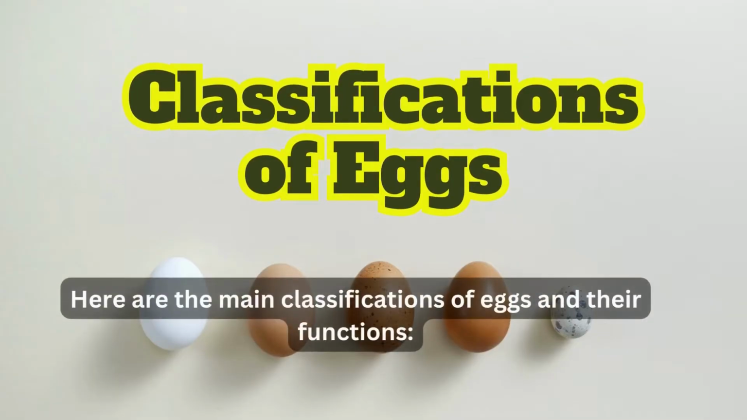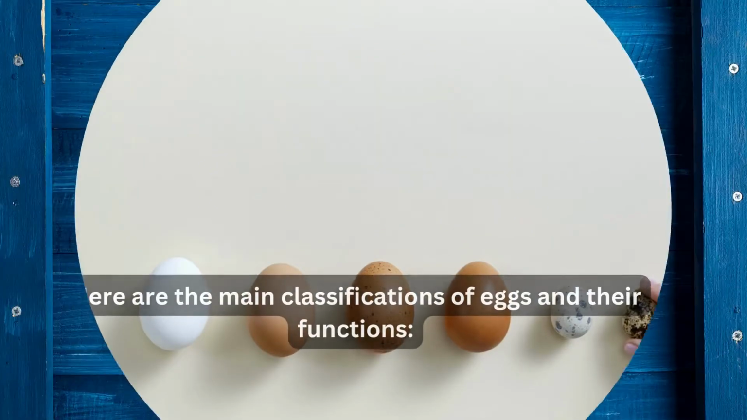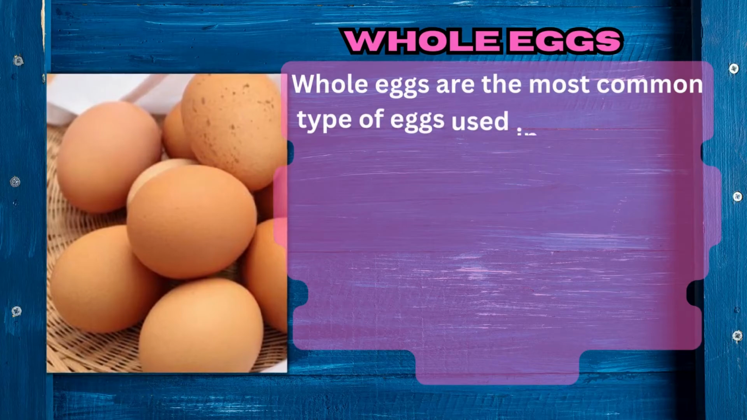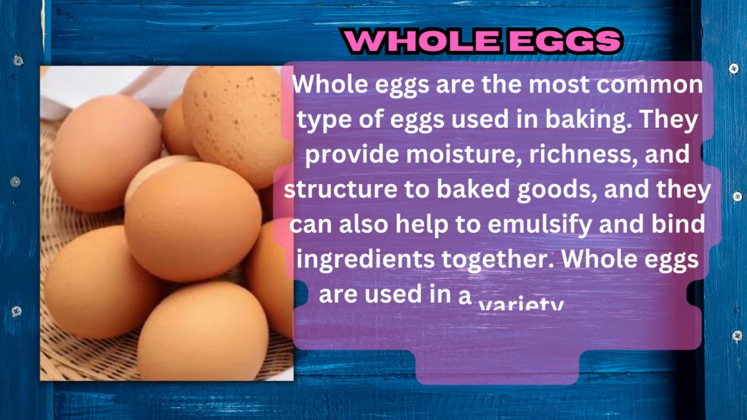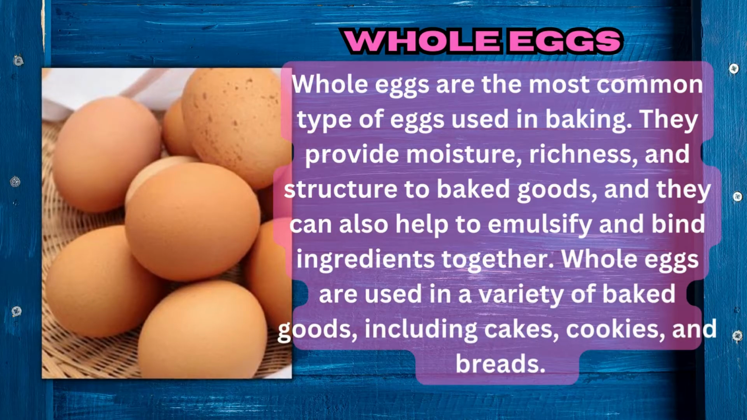Here are the main classifications of eggs and their functions. A. Whole eggs. Whole eggs are the most common type of eggs used in baking. They provide moisture, richness, and structure to baked goods, and they can also help to emulsify and bind ingredients together.